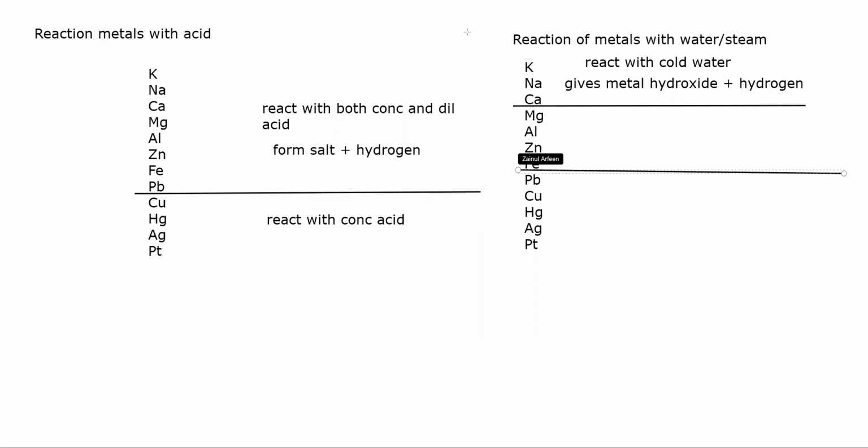they can react with steam only. Means react with water at high temperature. So basically, because of high temperature, water is converted into steam. And as they can react with steam, as a result, what will it give? It will give metal oxide plus hydrogen.